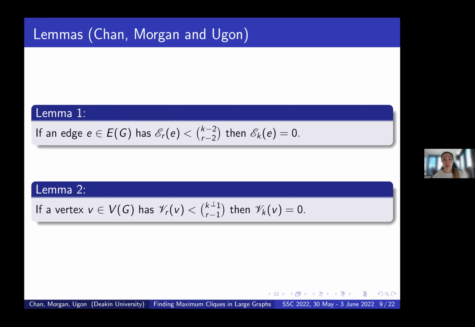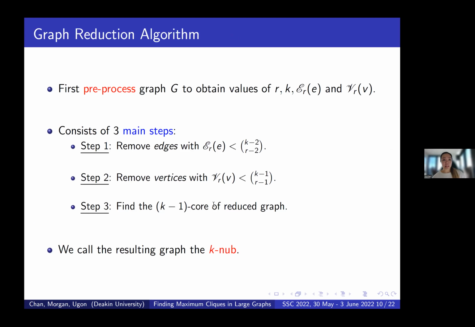So there's a threshold for both the edge and the vertex, with the edge participation and the vertex participation respectively. If an edge doesn't meet the edge participation threshold, then we know it doesn't belong in the K-clique. Similarly, for a vertex, if it doesn't meet the vertex participation threshold, then it also does not belong in the K-clique. Okay. Now, here is the graph reduction algorithm.